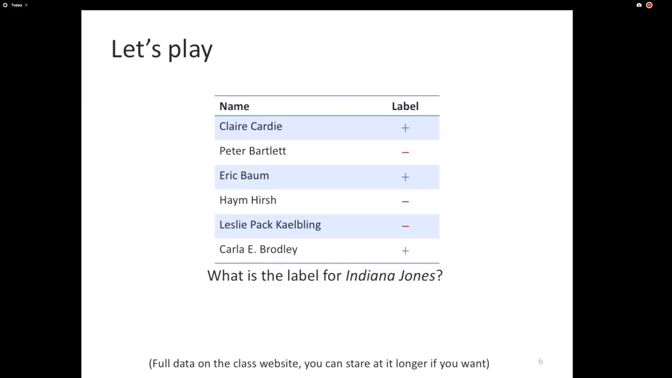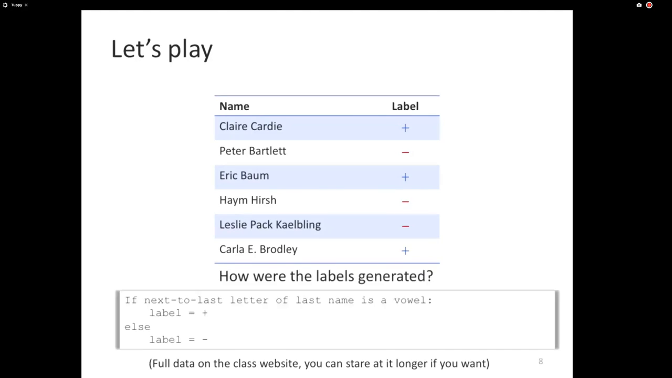So I'll tell you how I came up with the rule. I wrote a little program that tries out a whole bunch of rules and then picked ones that are roughly equal in pluses and minuses. But the thing is, with a complicated rule that I didn't quite get, you could have labeled Indiana Jones, right? I have no idea what the label would have been because I didn't understand the rule. But the rule that I actually did use was, if the penultimate letter of the last name is a vowel, it's a plus, otherwise it's a minus.